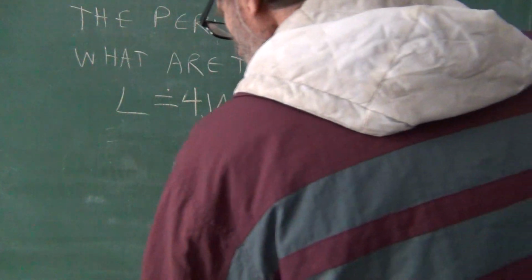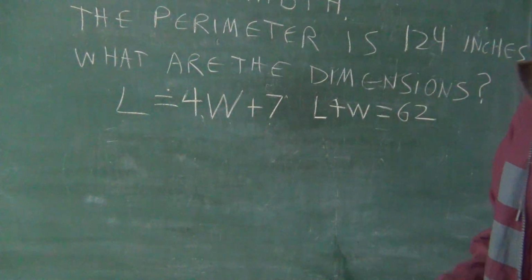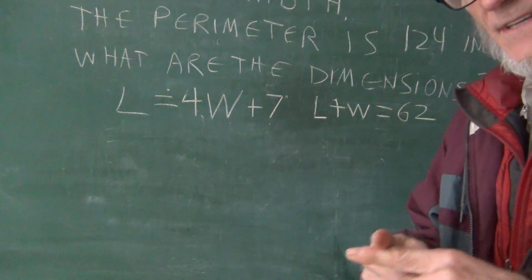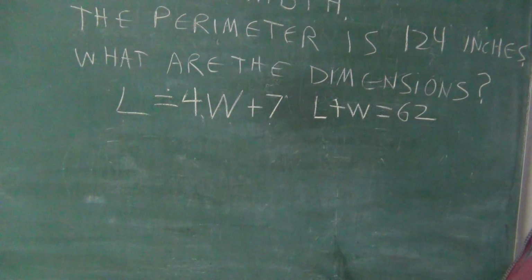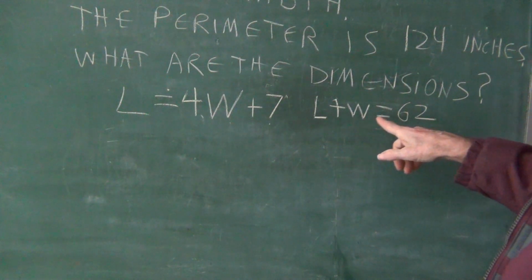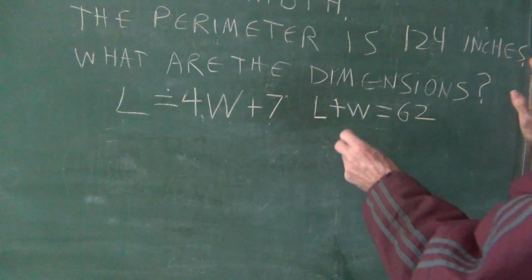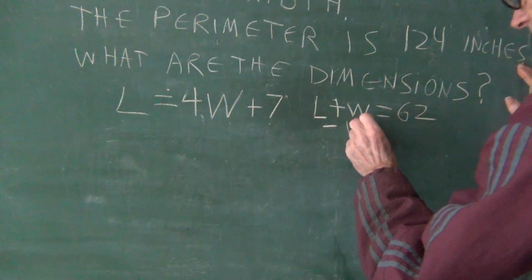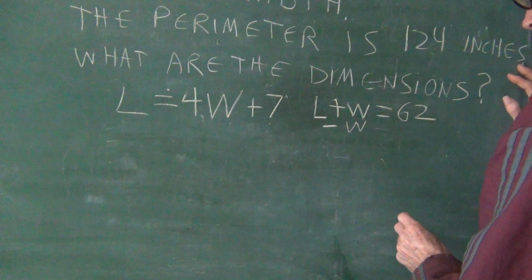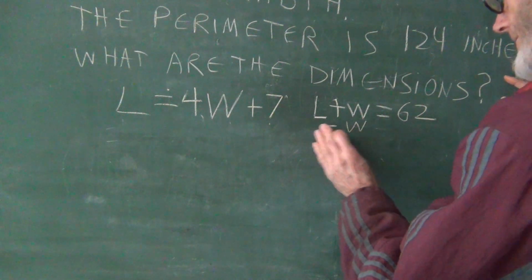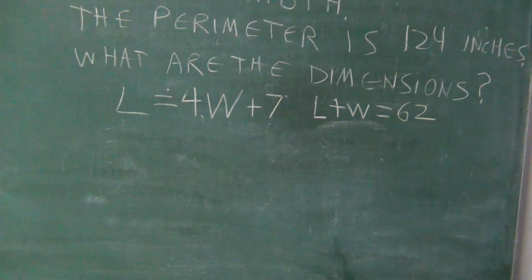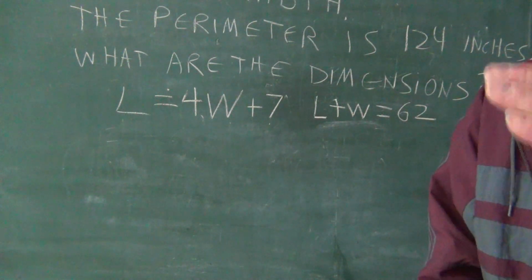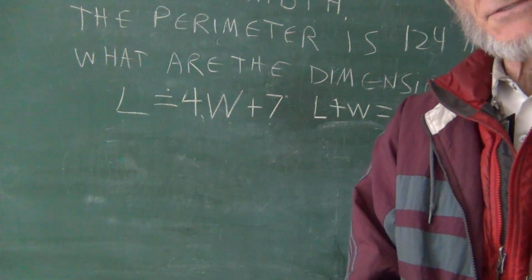And we have to find somehow what numbers for L and W work for both equations. There are 2 lines and they cross at some point. What's that point? Well, one way to do this is to say, length plus width equals 62. So if we subtract length from both sides here, so go ahead, solve it, okay? Length equals 4W plus 7, length plus W equals 62. So stop the video and see if you can puzzle this one out.